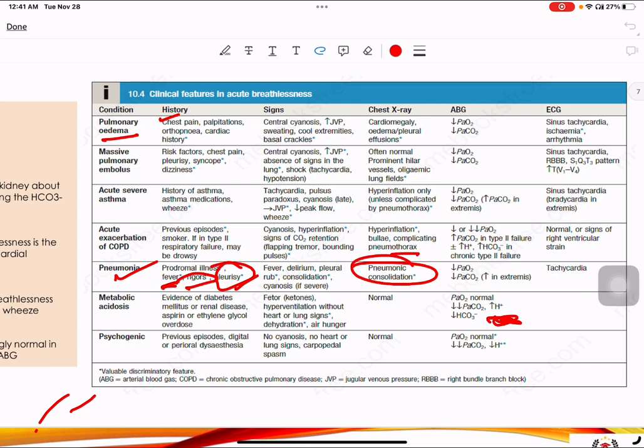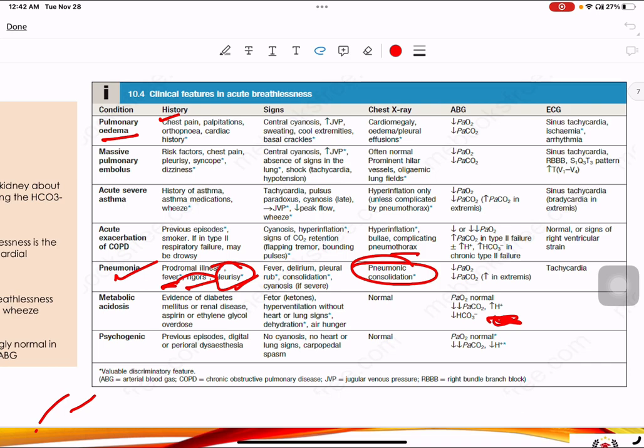The patient will have no cyanosis, no heart or lung signs, but there may be carpopedal spasm due to hyperventilation. Hyperventilation leads to low carbon dioxide and low calcium in the blood, causing carpopedal spasm. Chest X-ray will be normal. In ABG, the partial pressure of oxygen is normal, but the patient may have a very reduced amount of carbon dioxide due to hyperventilation.